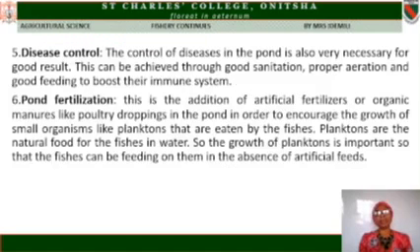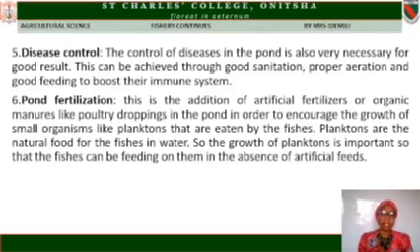Another is disease control. The control of disease in the pond is also very necessary for good results. It can be achieved through the following. 1, good sanitation in the pond, proper aeration, that is, allowing enough atmospheric oxygen to dissolve into the pond water, and then good feeding to boost their immune system. When these things are achieved, the disease spread will be reduced to a barest minimum.